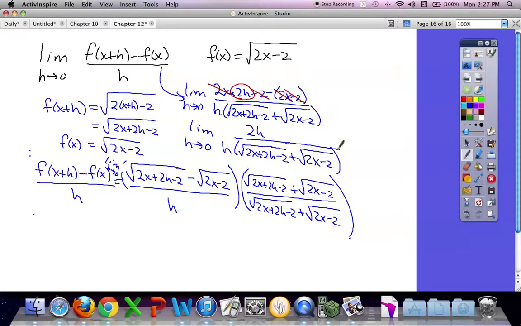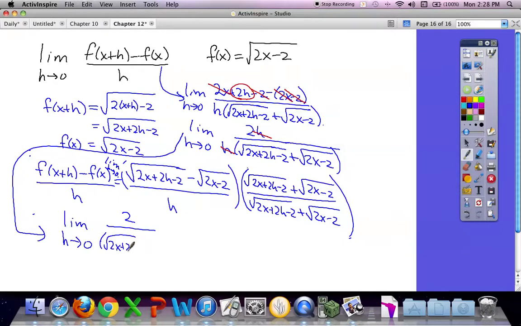And again, it's important that at this step, the h's cancel. Right? Cancel, cancel. That's how you know you're on track, because it's working. And now I'm going to take this and go around to here. The limit as h approaches 0 of 2 divided by the square root of 2x plus 2h minus 2 plus the square root of 2x minus 2.